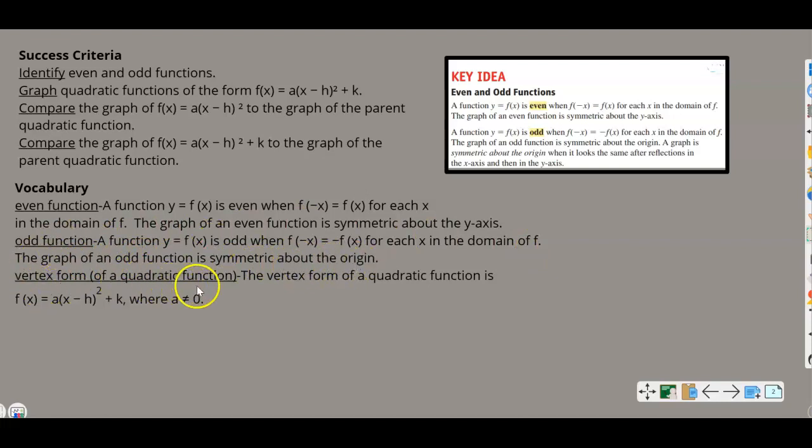Vertex form of a quadratic function. The vertex form of a quadratic function is what you've been seeing up in all of these. F of x equals a times the quantity of x minus h squared plus k, where a is not 0. This can't be 0 or it would no longer be quadratic. You have to have that squared term in order to be quadratic. And 0 times anything is 0, so that would just be k, and that would not be a quadratic function.